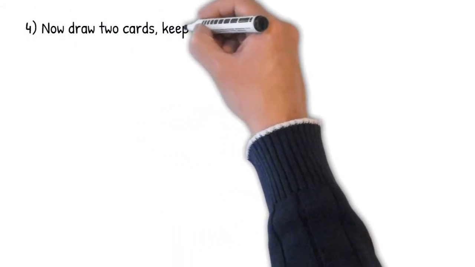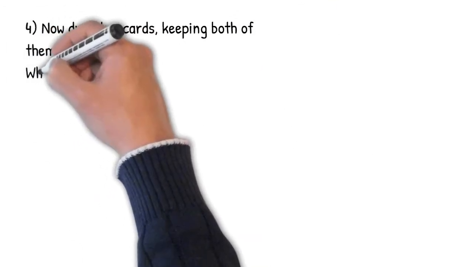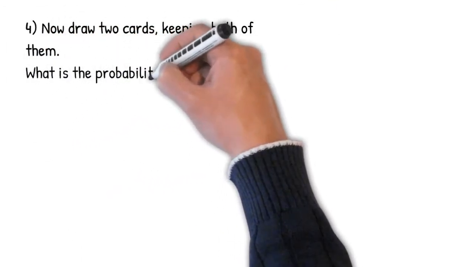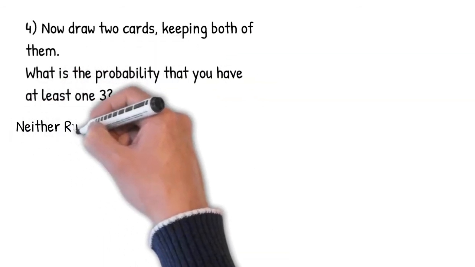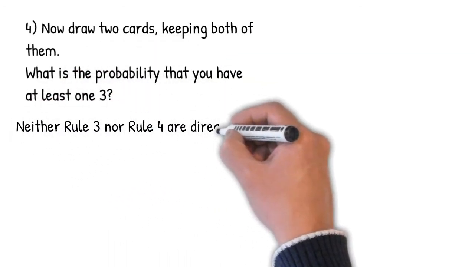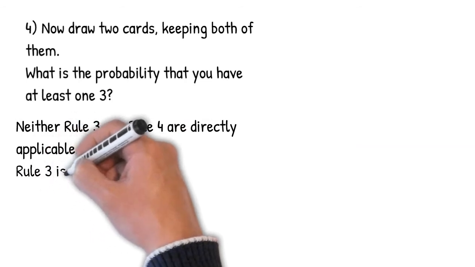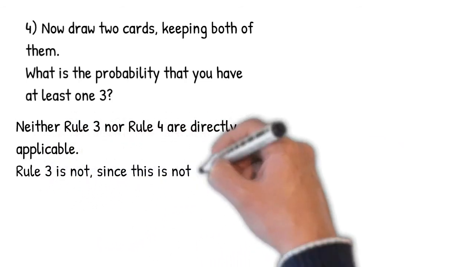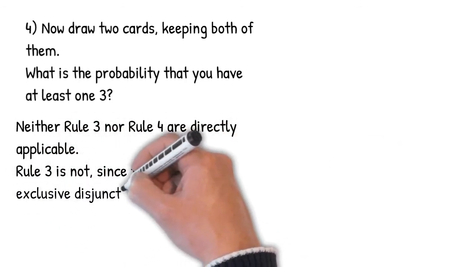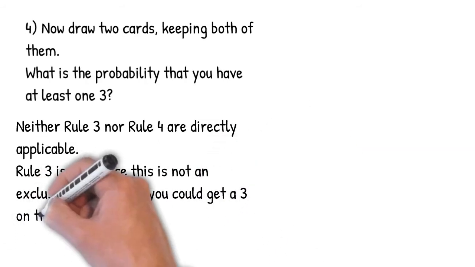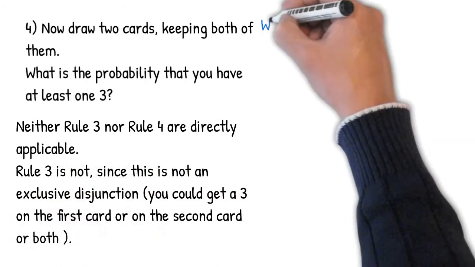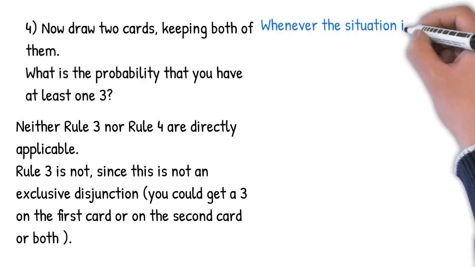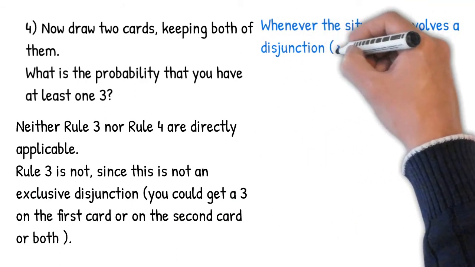0.033. Now let's draw 2 cards and keep both of them. Here we're going to calculate the probability that we have at least one 3. Now we can't use rules 3 or 4. Neither one is directly applicable. 3 is not because we don't have an exclusive disjunction. We could get a 3 on the first draw and a 3 on the second draw. And so we don't have a rule 3 situation, right?